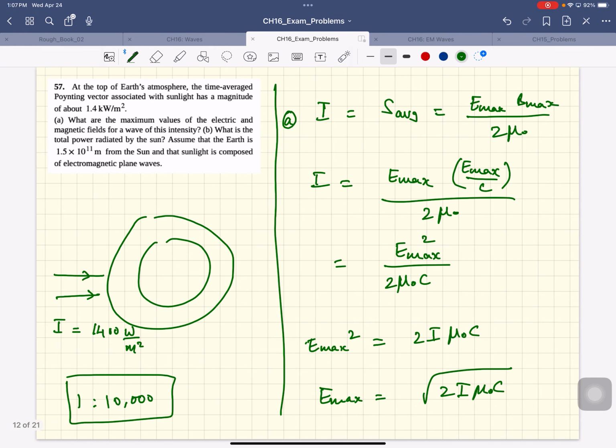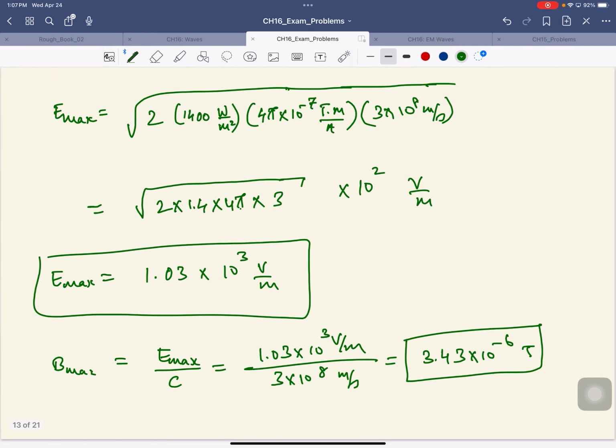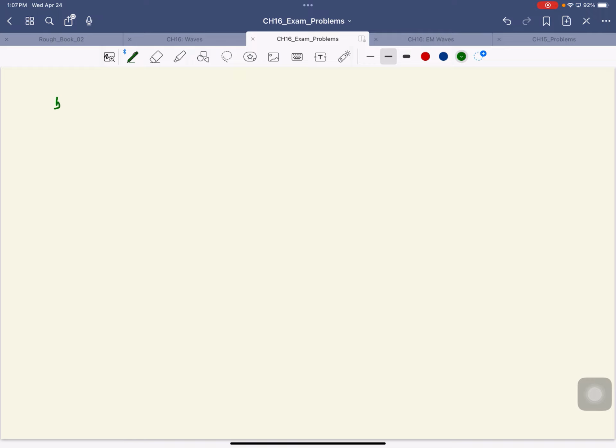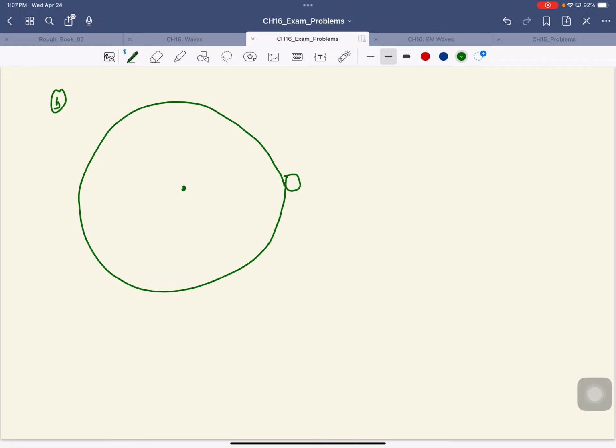And then what is the total power radiated by the sun? Okay, so here is the sun. Now we know the intensity at the Earth. We know the intensity there. This is the sun-Earth distance. So the intensity is equal to the power radiated by the sun divided by 4 pi r squared.